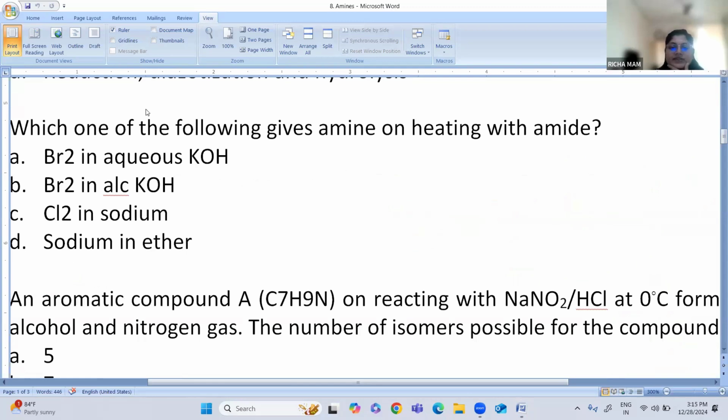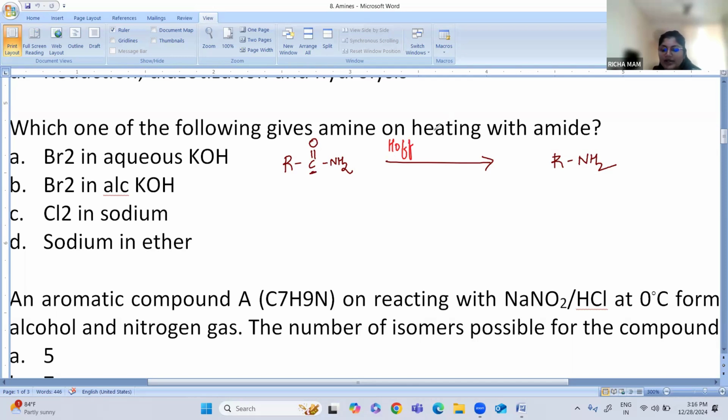Which of the following will give you amine when heating with amide? Amides are R-C(=O)-NH2. What will give you amine? In the amine, you can see there is one carbon less. There is no carbon here. So this is a Hoffmann bromamide degradation reaction.